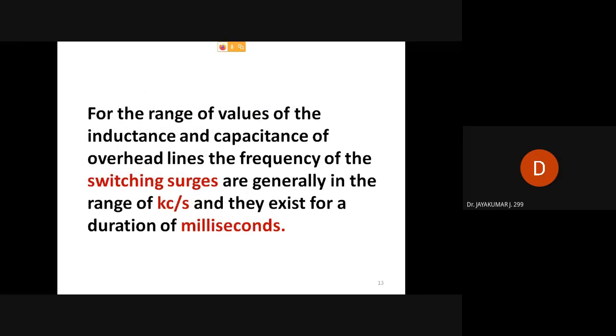Further, for the range of values of the inductance and capacitance of the overhead transmission line, the frequency of the switching surge is generally in the range of kilocycles per second. The duration is in milliseconds. Such a hike in the voltage will happen for a few milliseconds. After that, it will be okay.